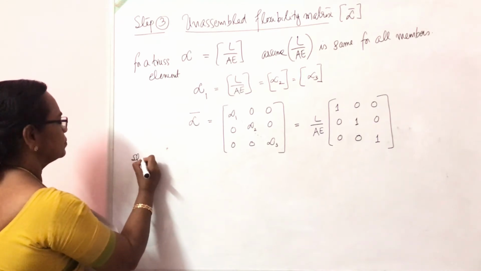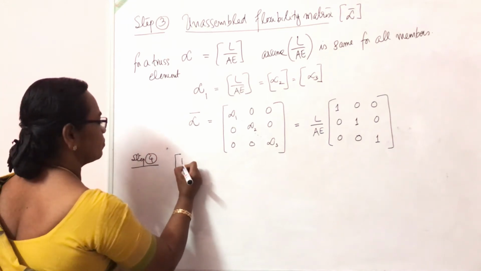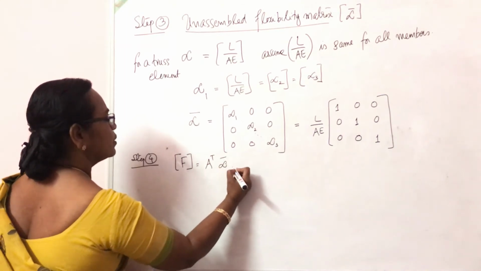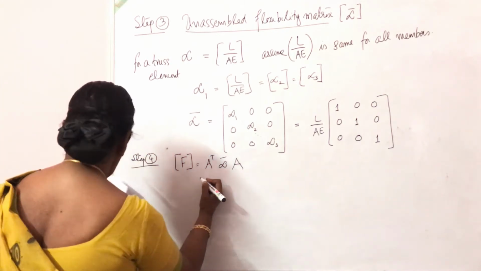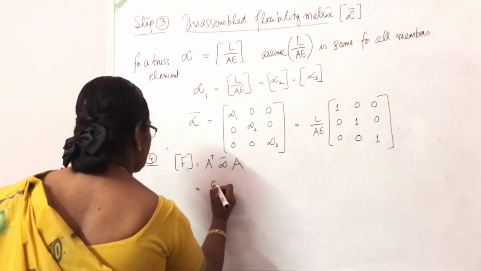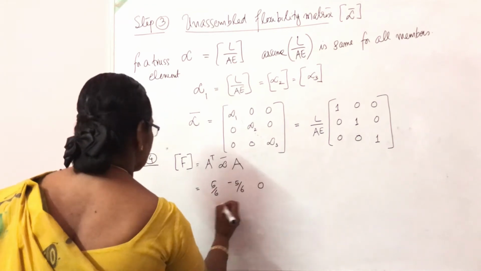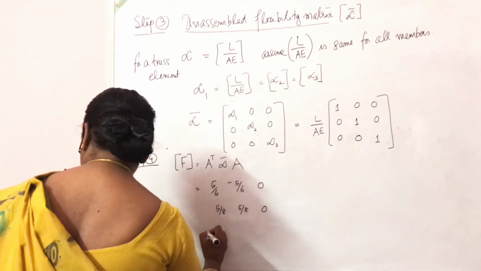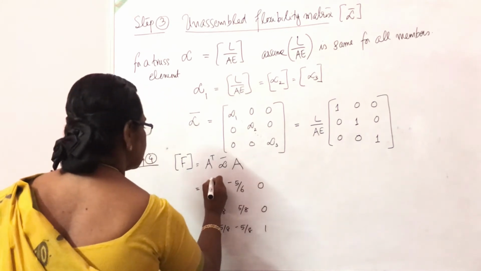Next, step 4. The flexibility matrix for the structure F is obtained by doing the multiplication A transpose alpha bar into A. So we have the A matrix, 5 by 6. A transpose is 5 by 6, minus 5 by 6, 0; 5 by 8, 5 by 8, 0; minus 5 by 8, minus 5 by 8, 1. This is A transpose.